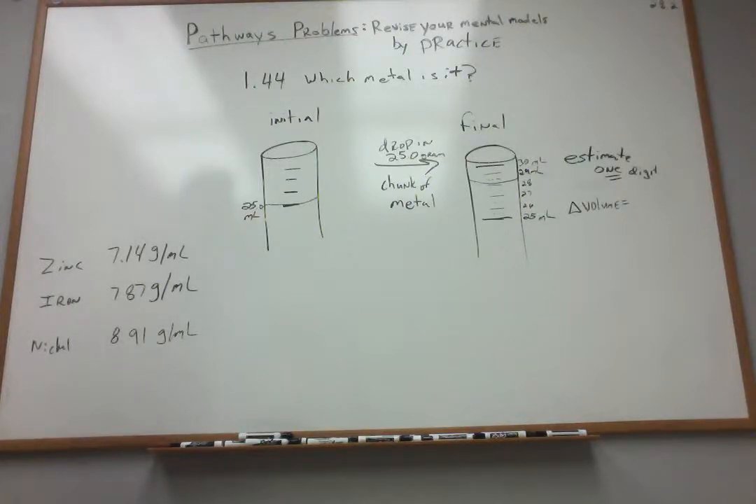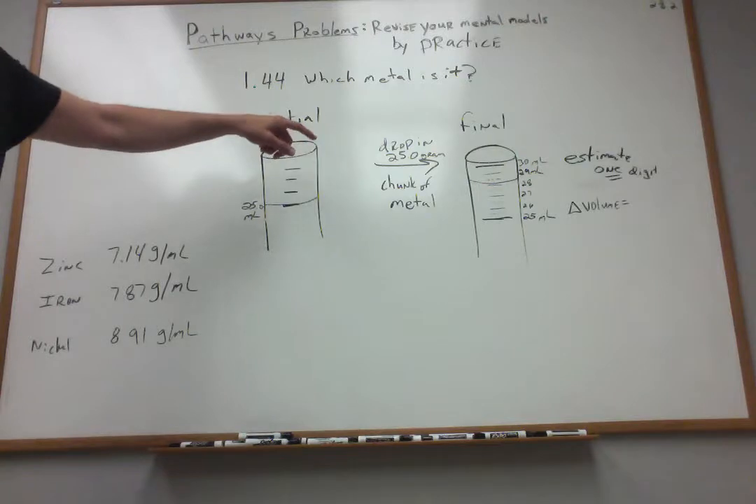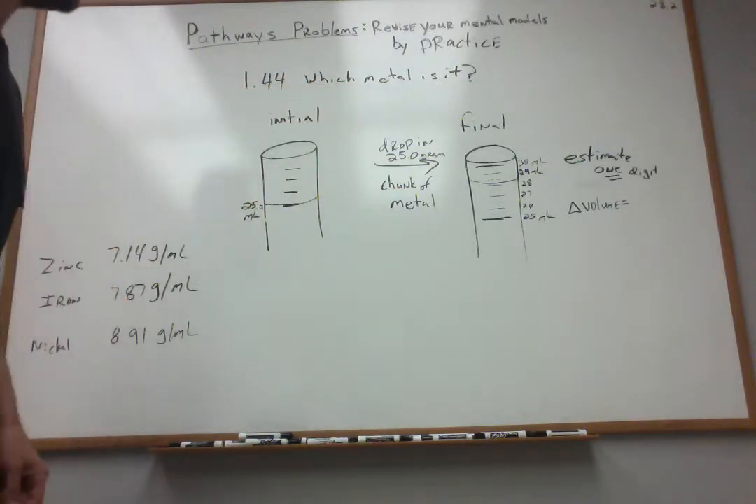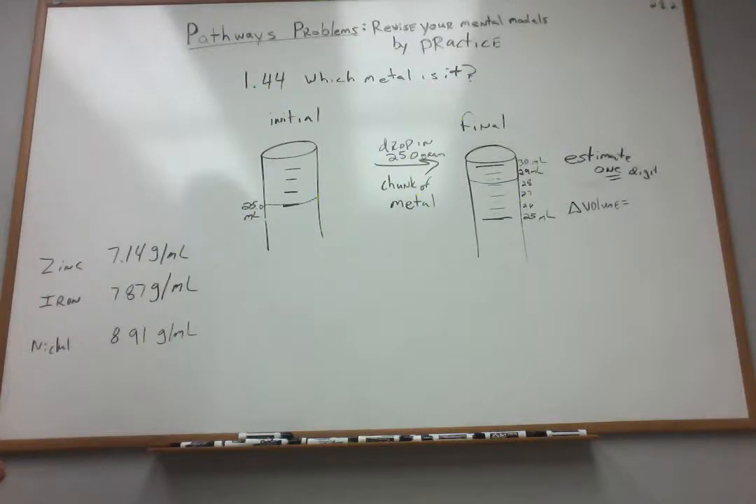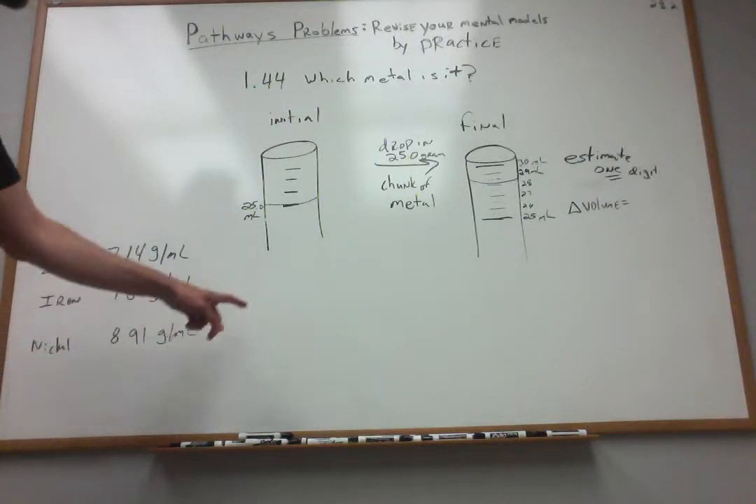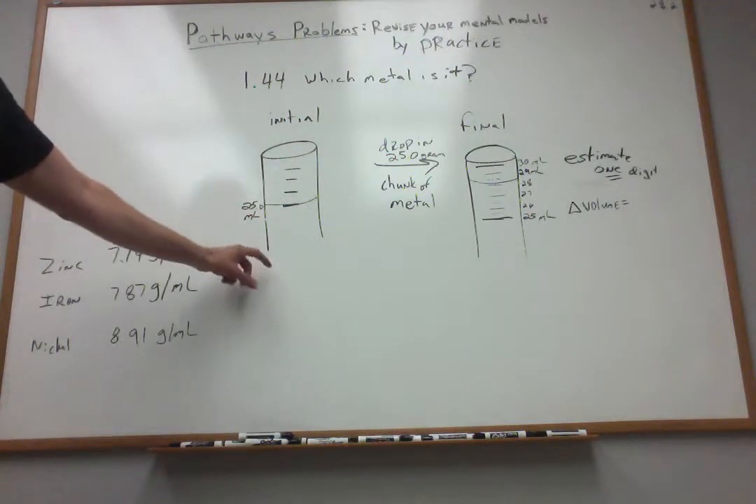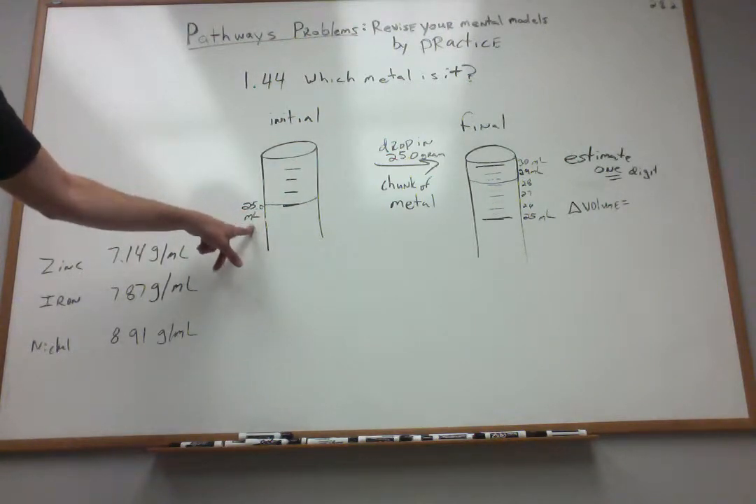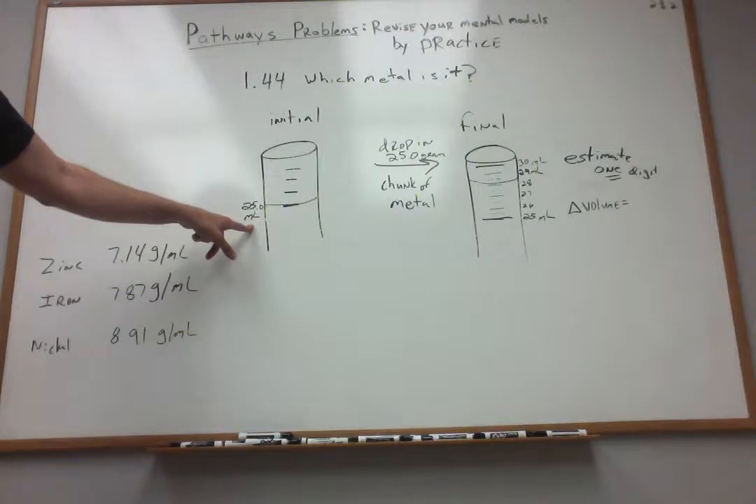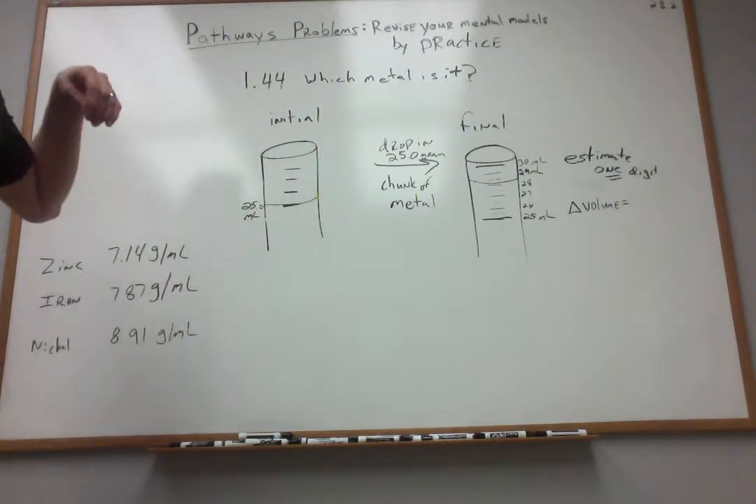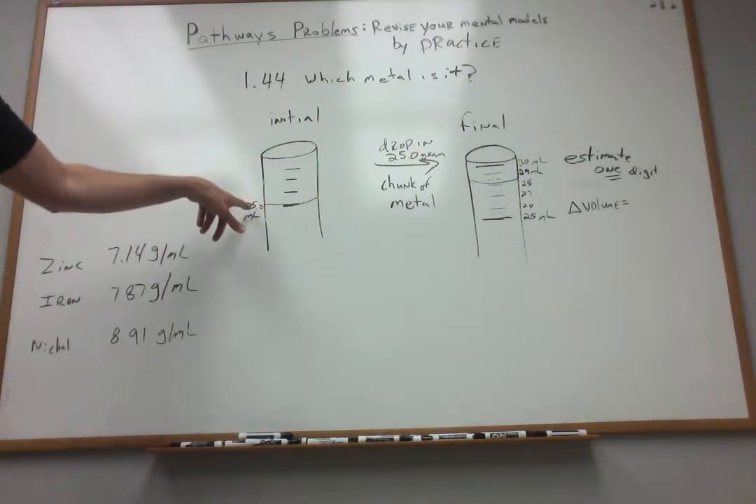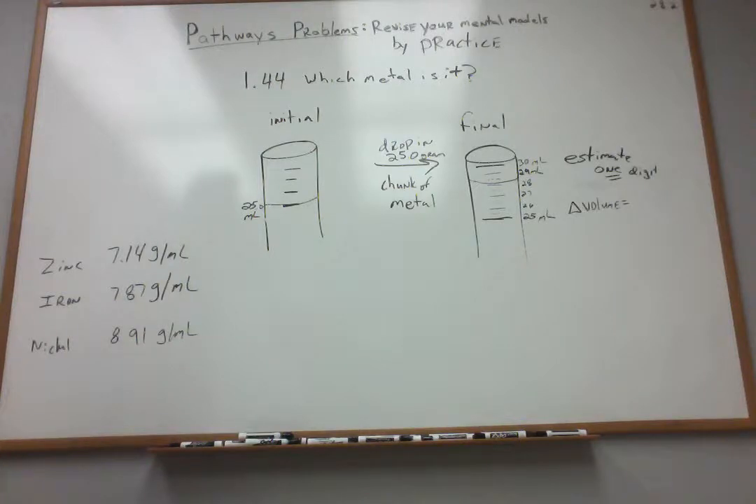So the question outlines an experiment in which you're trying to figure out which metal you place into a graduated cylinder. We're going to do this through the measurement of density. The problem starts by stating that you fill up a graduated cylinder with a column of water that's 25.0 milliliters. So this is kind of the before case, or the initial case. You have just 25.0 milliliters of water in your cylinder.